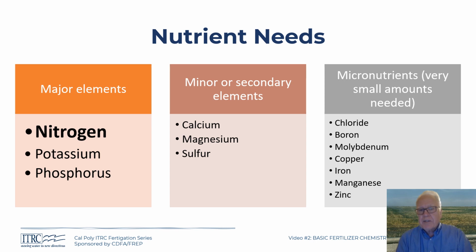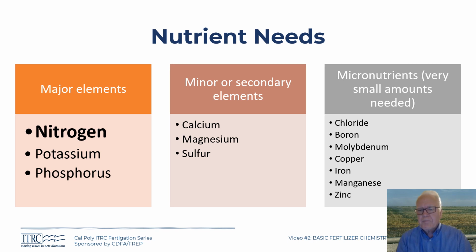And then there are the minor secondary elements, and farmers may or may not apply these. It depends on the sophistication and the soil and that sort of thing in the crop. It's very common for farmers to apply some micronutrients, and there are a variety of ways you can do this.